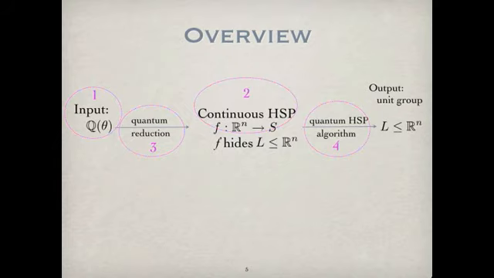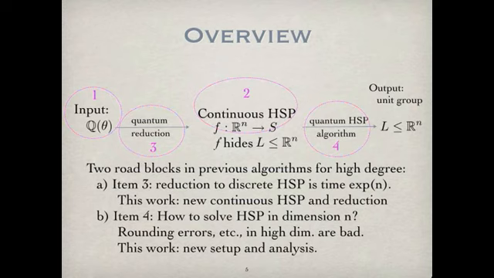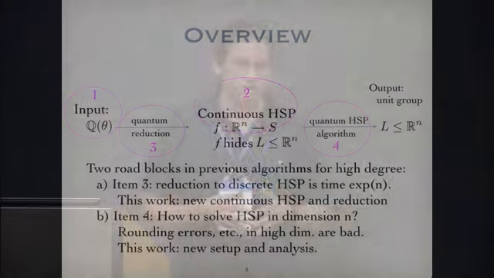The main thing I'll do in the talk is talk about how you set up a hidden subgroup problem from the number field. I won't have a lot of time to say much about the solution to the hidden subgroup problem over R^n. But let me just mention that, in terms of trying to generalize the previous algorithms that solved the constant degree case, there were two main roadblocks for going to arbitrary degree. The first roadblock was in item 3, trying to reduce the problem of computing units to a hidden subgroup problem. Previously that reduction, if you tried to use the same approach, would take exponential time.